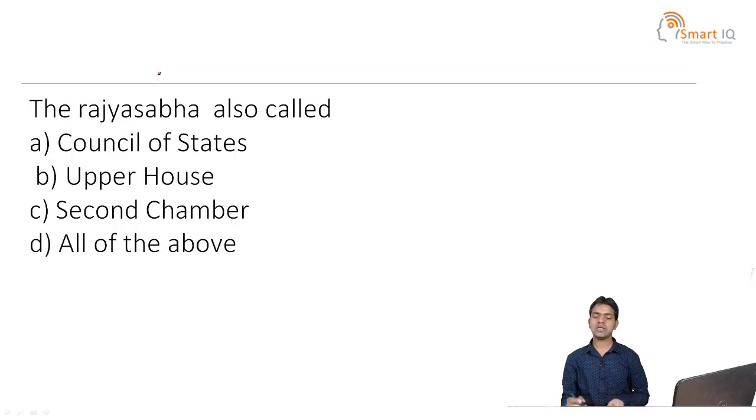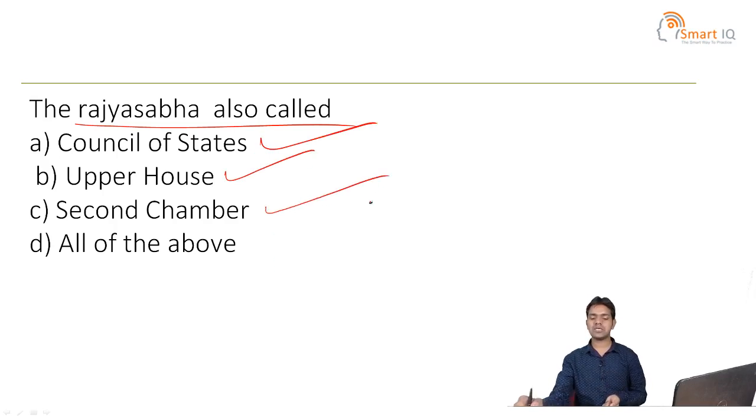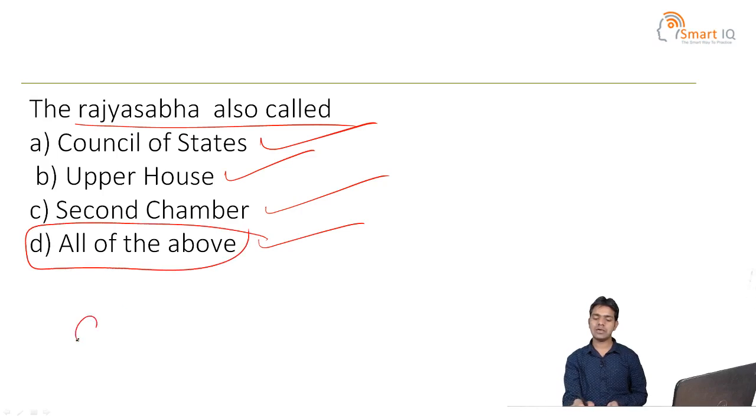So next, the Rajya Sabha is also called by different names. Option A, Council of States. Option B, Upper House. Option C, Second Chamber. Option D, all of the above. So here option D is the correct answer. The Rajya Sabha is also called the Council of States, Upper House, Second Chamber. So that is the reason option D is the correct answer.